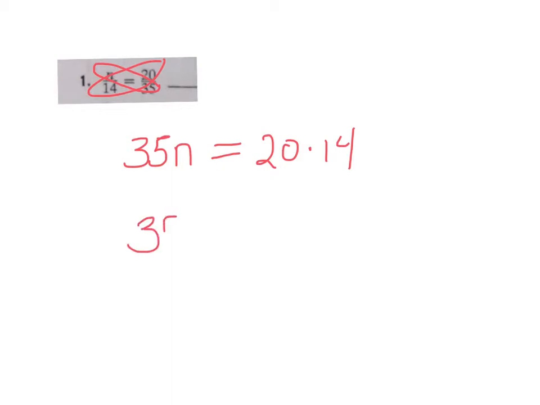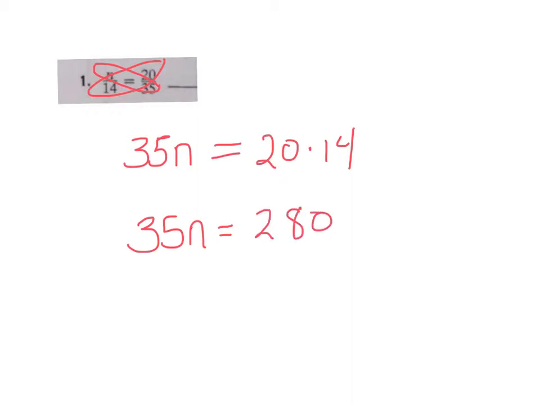Okay, so for problem number 1, we're going to start with our cross products, which is going to be 35 times n, which is going to be 35 next to n. Remember, that means multiplication. We're going to put our equal sign in the middle, and then we're going to do 20 times 14. We're going to simplify this whole thing so we can make it into an equation where we've got 35n equals 20 times 14 is 280.